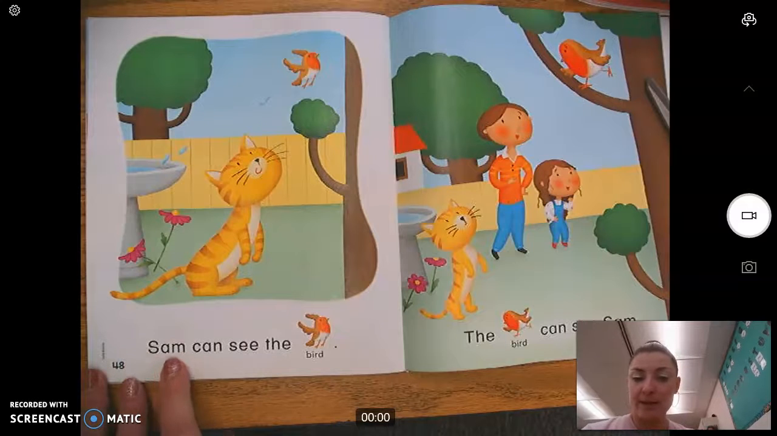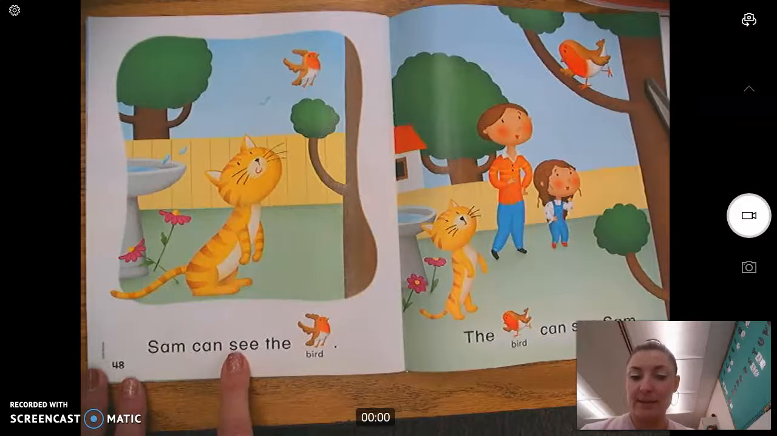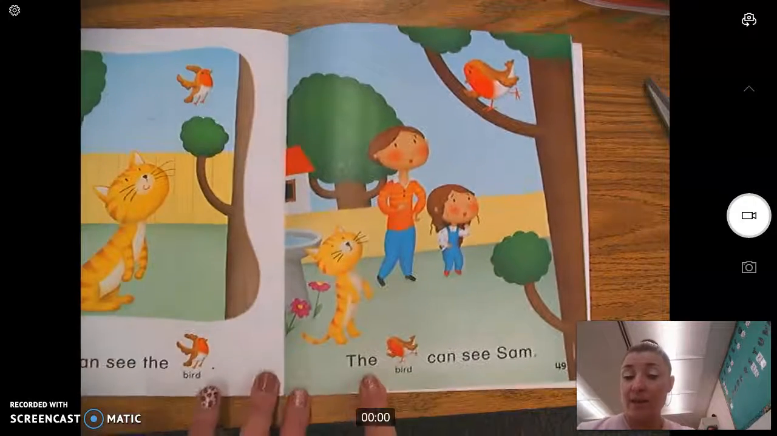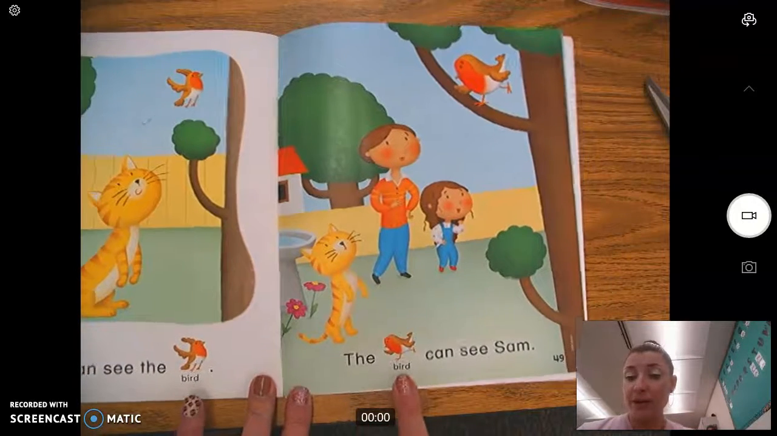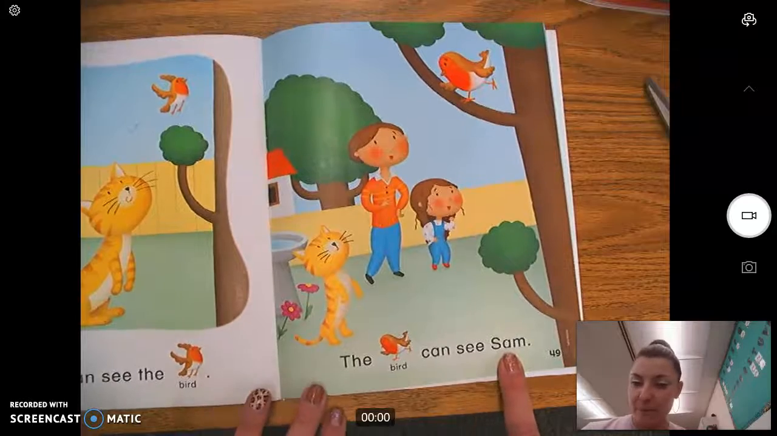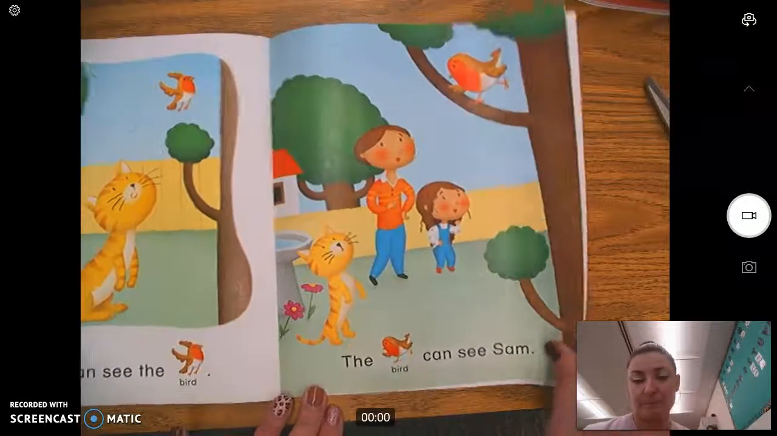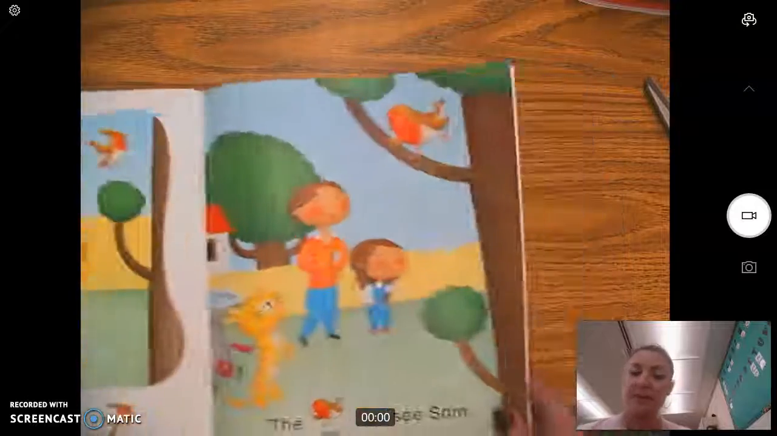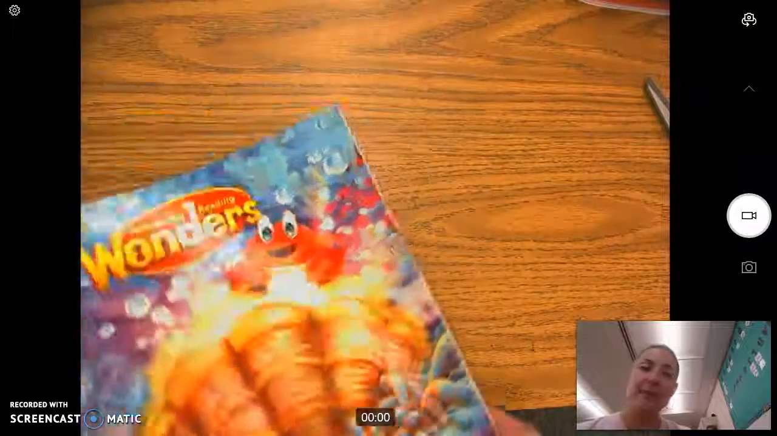I'm going to blend the sounds together to read that word. Sam can see the bird. The bird can see Sam. The end. All right, good job reading today, friends.